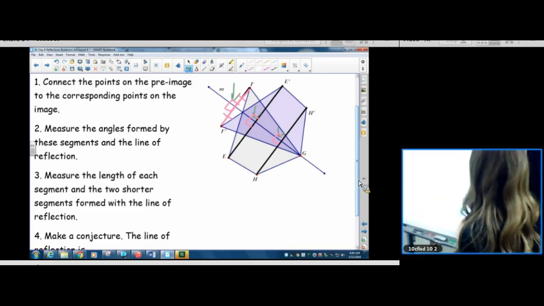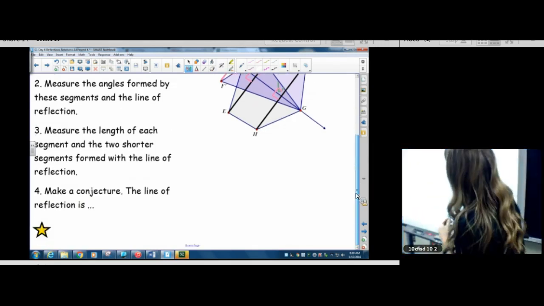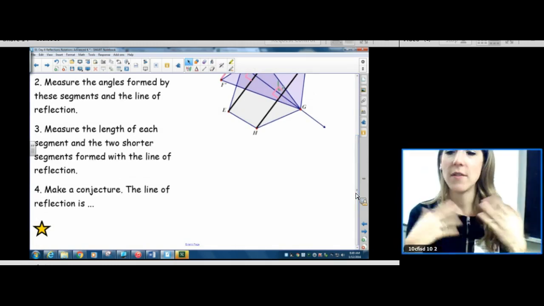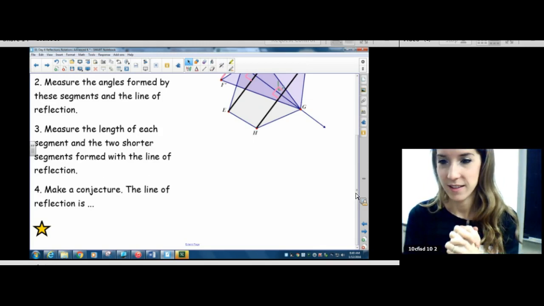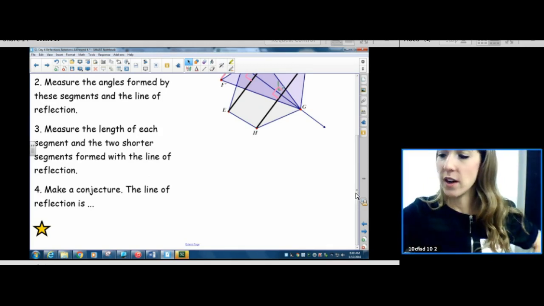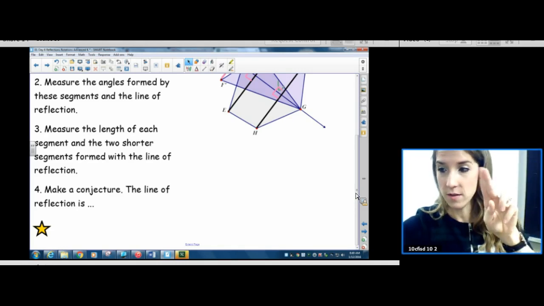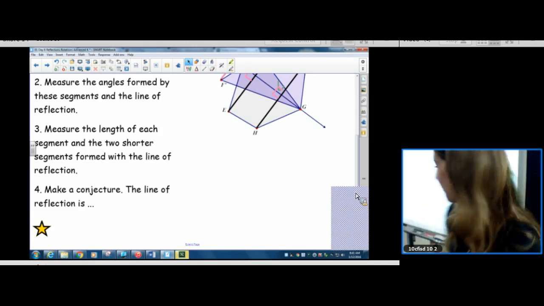So at the bottom, it said to make a conjecture. The line of reflection is... The line of reflection is, what do you think? It's a word that we learned actually the first week of school. It's a two-word vocab word. Is the blank blank. There we go. That's what I was looking for.